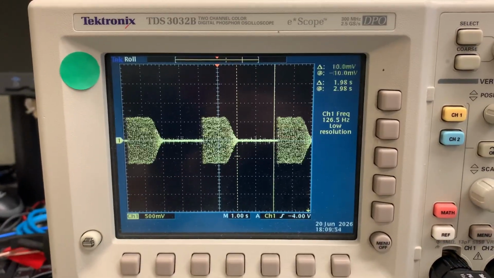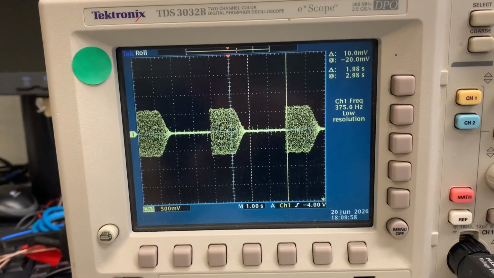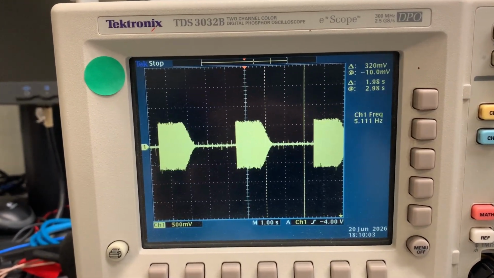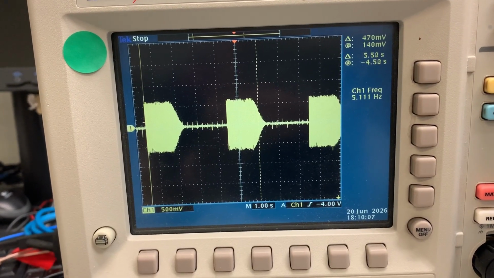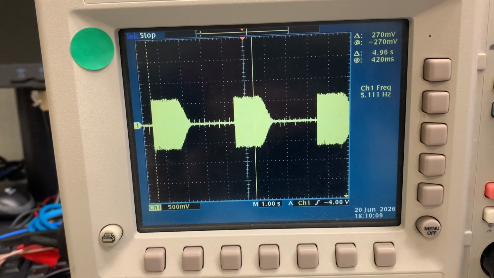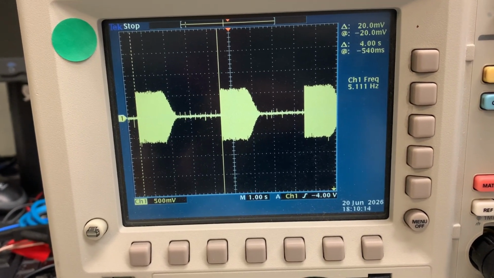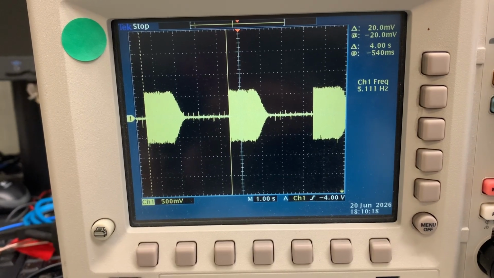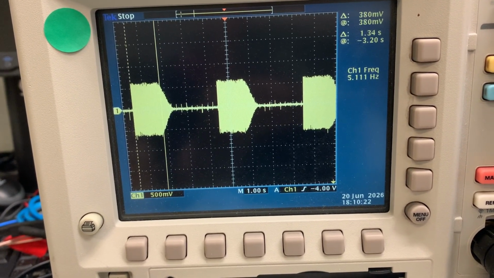In the time domain, you see here there's a pattern of sweeps. Each sweep takes about 4 seconds, so let's confirm that. With a cursor, right here, roughly 4 seconds.